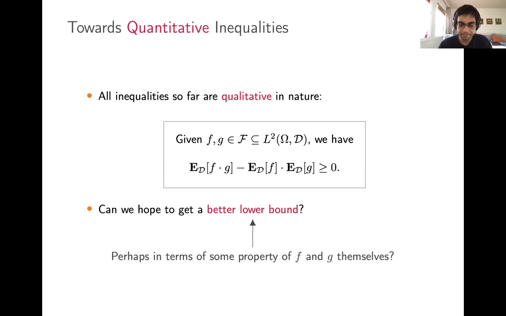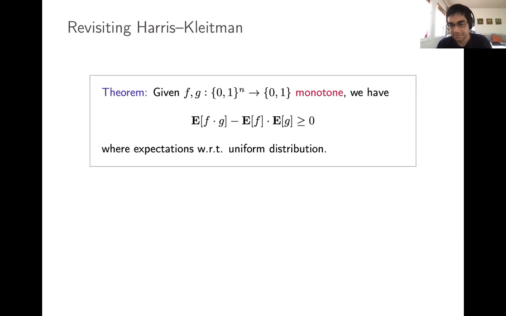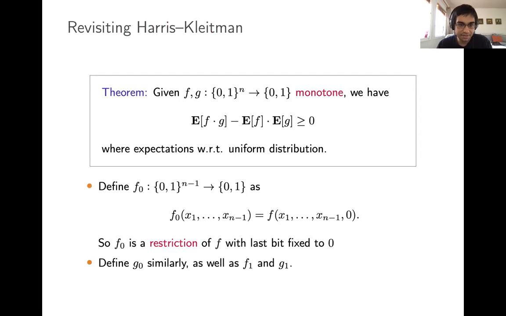With this in mind, let's revisit the Harris-Kleitman lemma and try to see what a quantitative version of it would look like. So here's Harris-Kleitman. You've got these two monotone Boolean functions on the n-dimensional hypercube. A natural thing to do is to define restrictions of these functions to the (n-1)-dimensional hypercube as follows. Given the function f, you can define this new function f0 obtained from f by fixing the last bit of f to be 0. You can similarly define g0 by fixing the last bit of g to be 0. And you can define f1 and g1 by fixing the last bits of f and g to be 1 respectively.